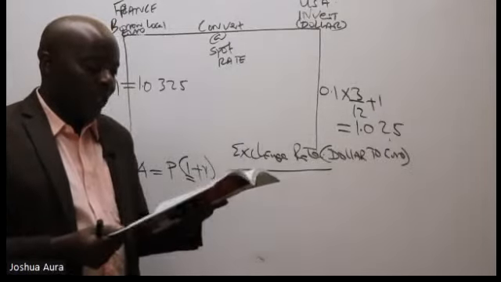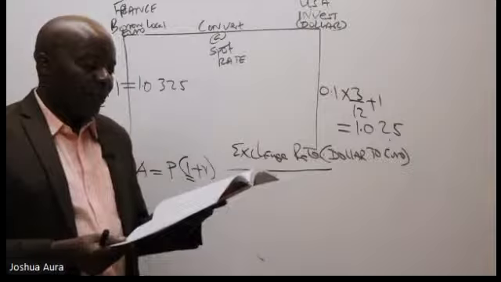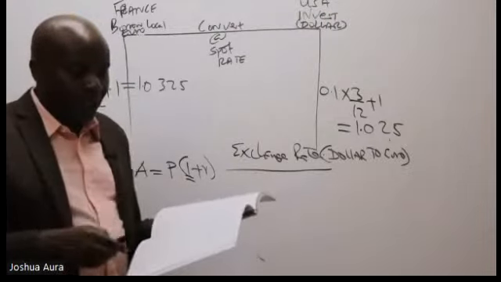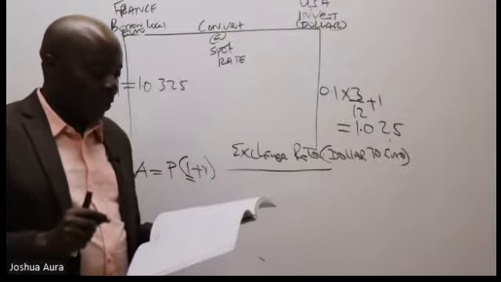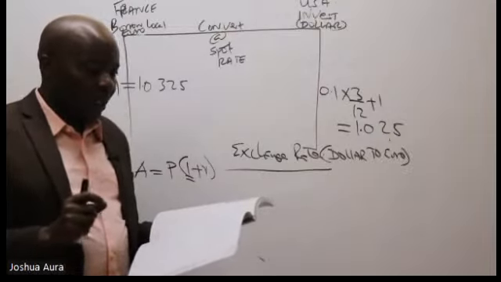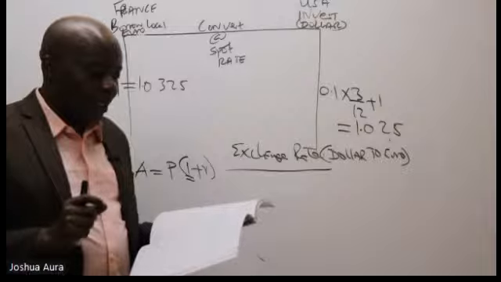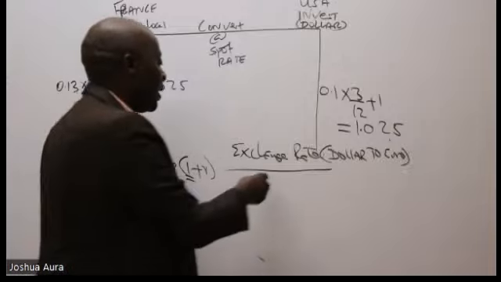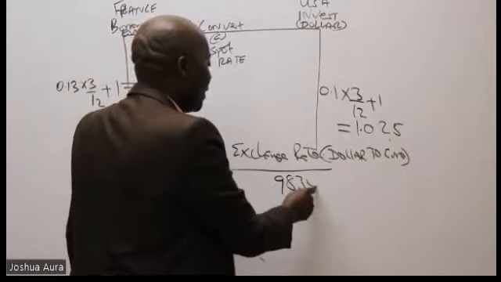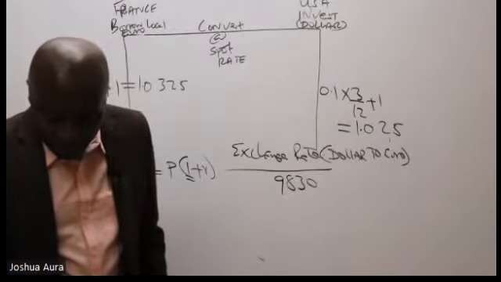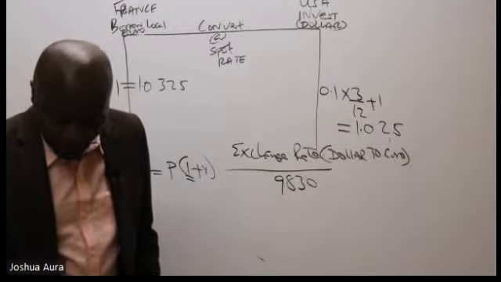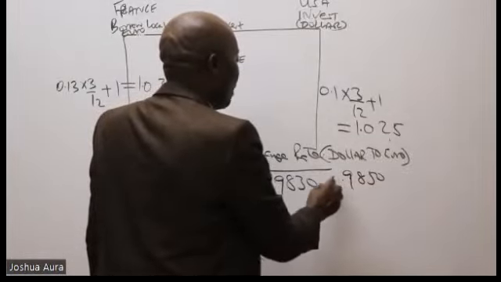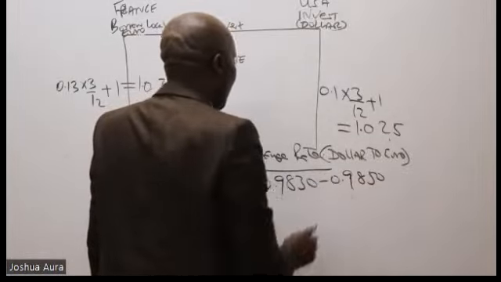What do we have there? Dollar to euro. Great, Jabir. So we have 98.30, and 98.50.